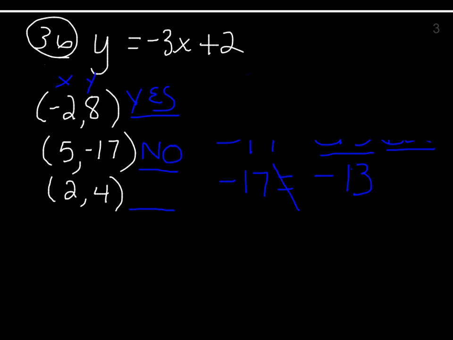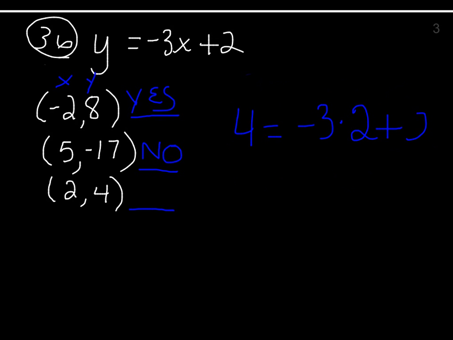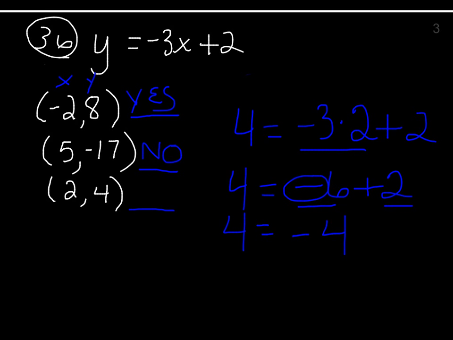Okay? And then looking at the last one, 2, 4. We're going to put in a 4 for the y, and then a 2 for the x, and then just go ahead and continue. So we'd have 4 equals negative 3 times 2 is negative 6 plus 2, and negative 6 plus 2 means that the signs are different, so we subtract, which is 4, and then 6 is the bigger number, so it's negative 4. And again, 4 is not equal to negative 4, so this one is not on the line.